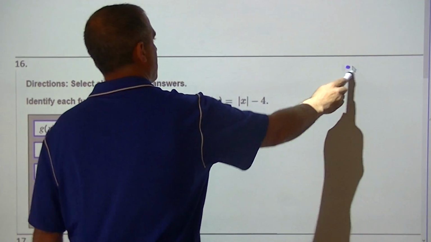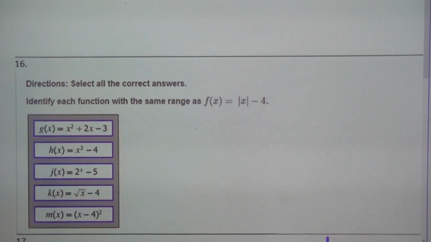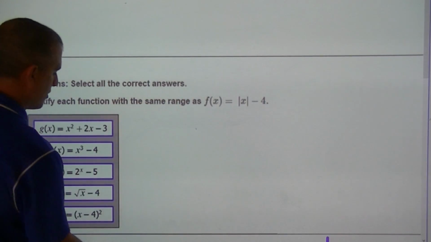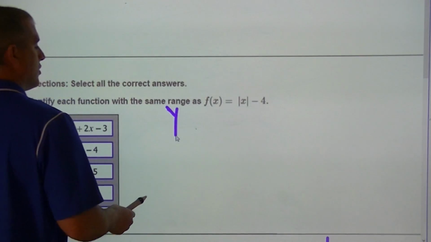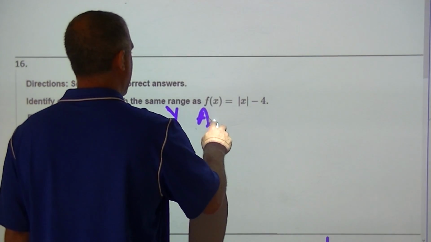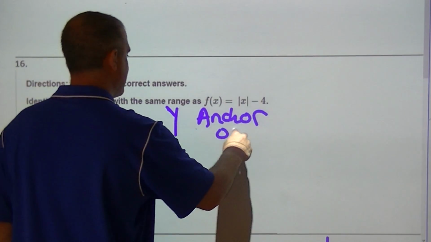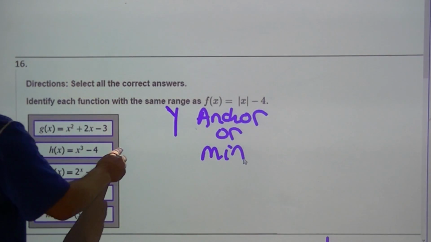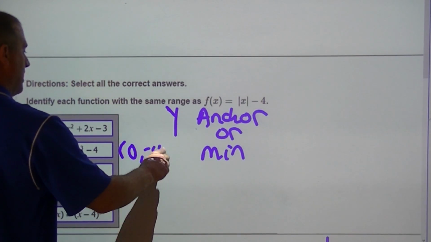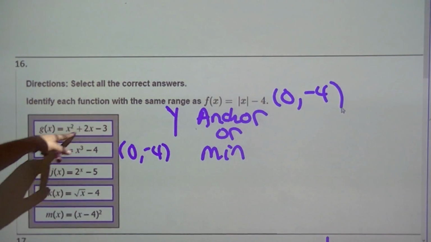So what they want to do is identify each function with the same range as this. Now, one good strategy with range: range involves y, so what you can do is look for anchor points, or minimums. For instance, this one has an anchor point of 0, -4, and that would be the same as this one. This one I can't tell because there's nothing there.